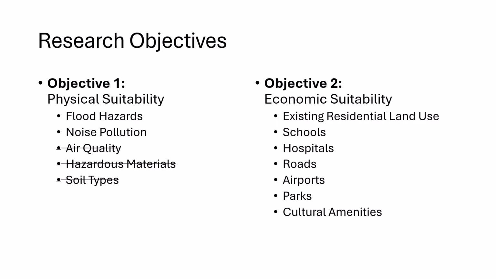So I have two primary research objectives. The first one is to identify the physical suitability of the land for residential development, and the second objective is to identify the economic suitability for residential development. For physical suitability, I looked at flood hazards and noise pollution. Now, to follow Carr and Zwick's model, I would have also looked at air quality, hazardous materials, and soil types. However, those were excluded from my analysis.